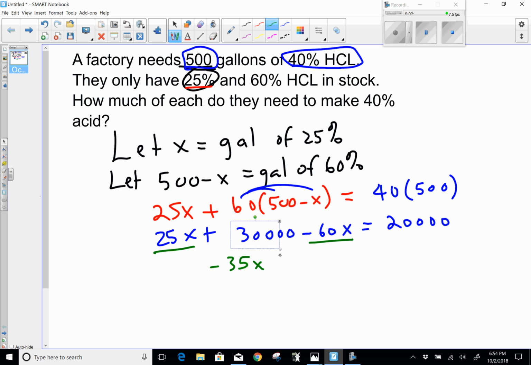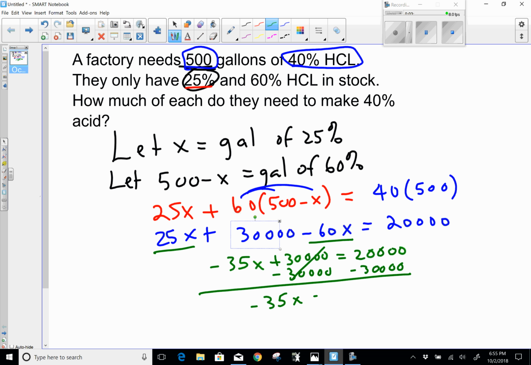We're going to bring down the 30,000 is equal to 20,000. Now you subtract 30,000 from both sides, and then you get negative 35x is equal to negative 10,000. To get the x by itself, you want to divide both sides by negative 35. I know you know this. That cancels out, and you're going to get x is equal to 285.7. That's how many gallons of 25% we need.